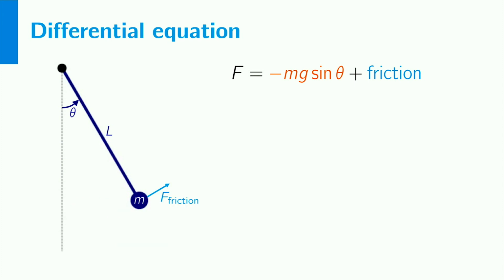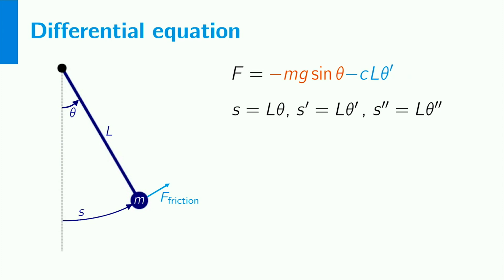We assume that the friction force is proportional to the velocity. The arc length, s, equals L times theta. So velocity ds/dt, which is written as s prime, equals L times theta prime. The friction force can be modeled by minus CL theta prime.